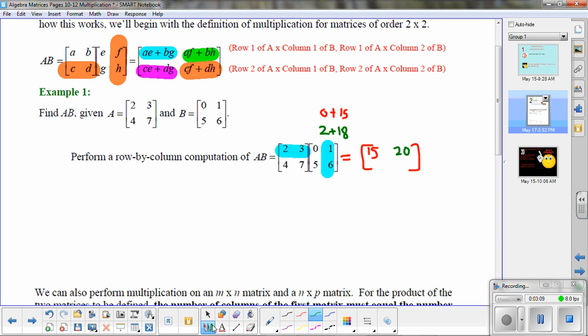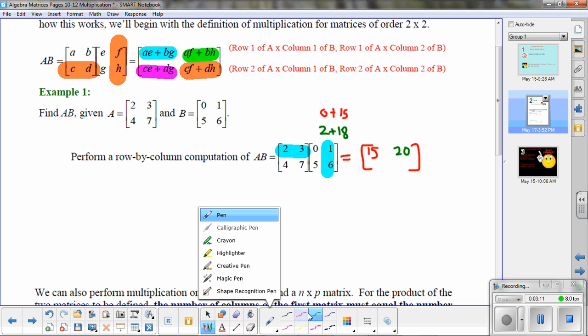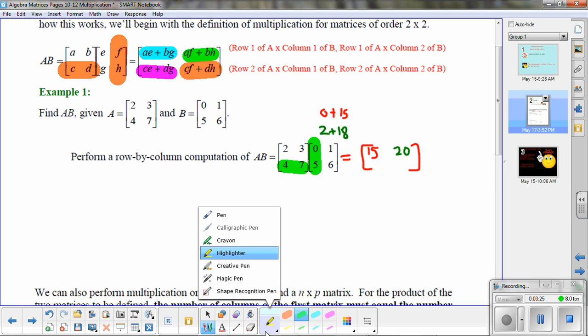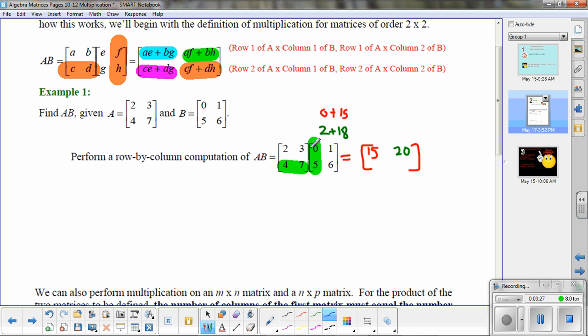Now we have to move on to the second row. Second row, first column. 4 times 0 is 0, and 7 times 5 is 35. 0 plus 35 is 35, so that's going to go in the second row, first column.